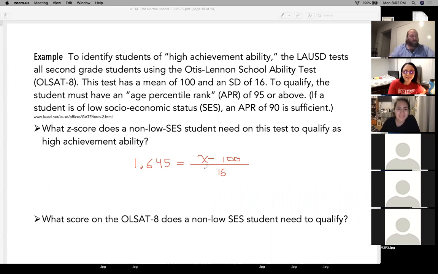Hey, you write it though, because he went super fast. So you multiply 1.645 times 16. We get 1.645 times 16 equals x minus 100, sorry, 100 I meant. And then add 100 to both sides. So we get 1.645 times 16 plus 100, and we get 126.32.